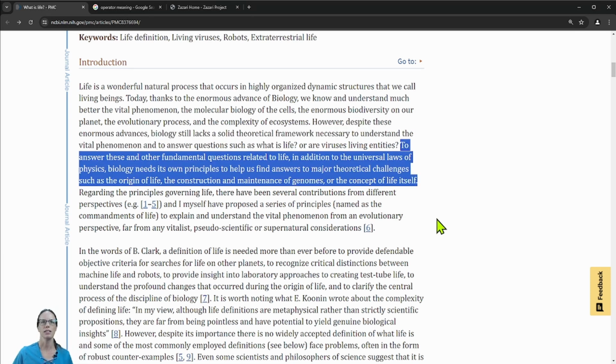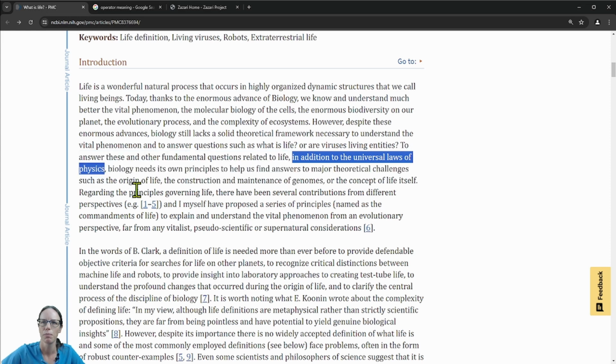He states, "To answer these and other fundamental questions related to life, in addition to the universal laws of physics, biology needs its own principles to help us find answers to major theoretical challenges." I pause there. I'm very interested in this particular segment that says, in addition to the universal laws of physics. Why is that in there? What I see is fear.